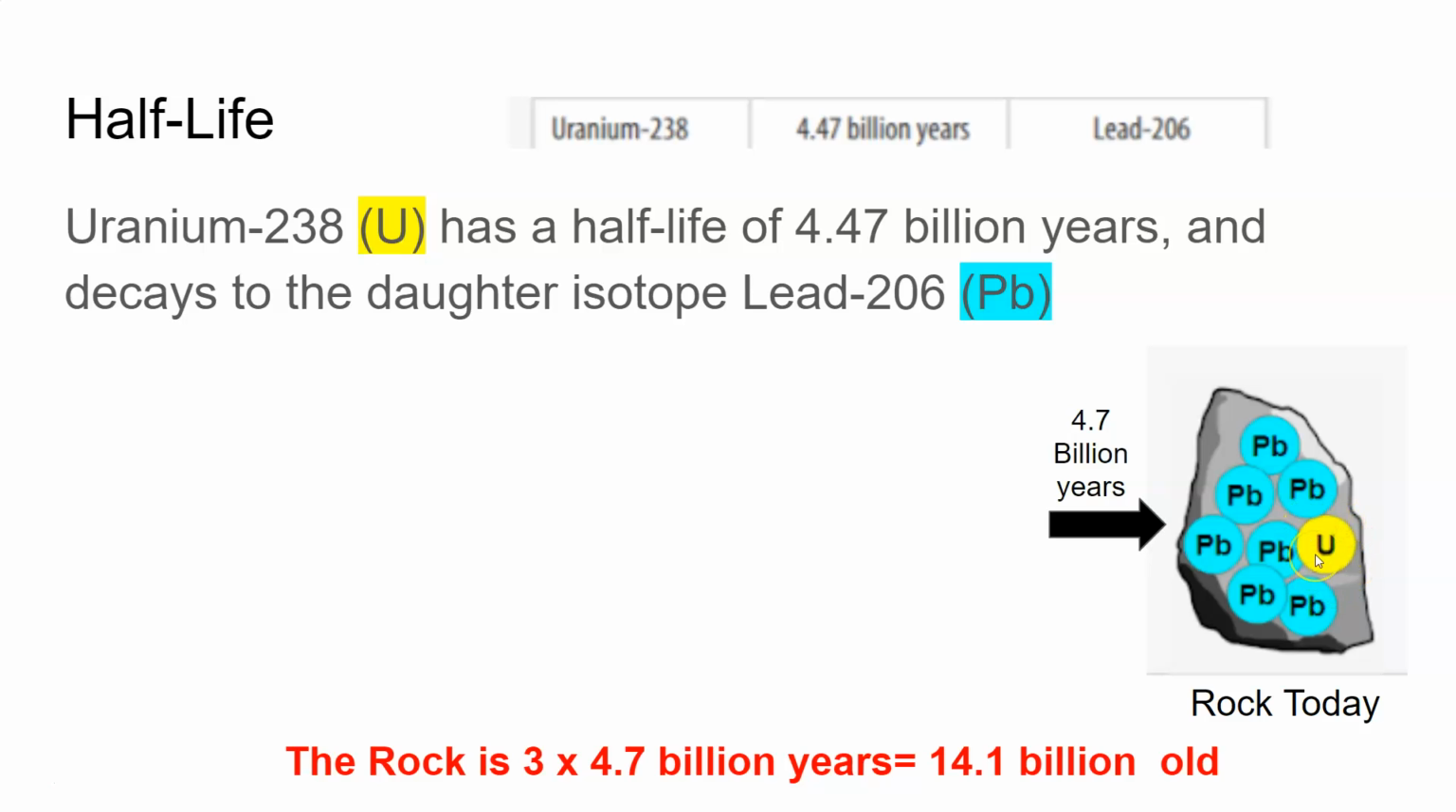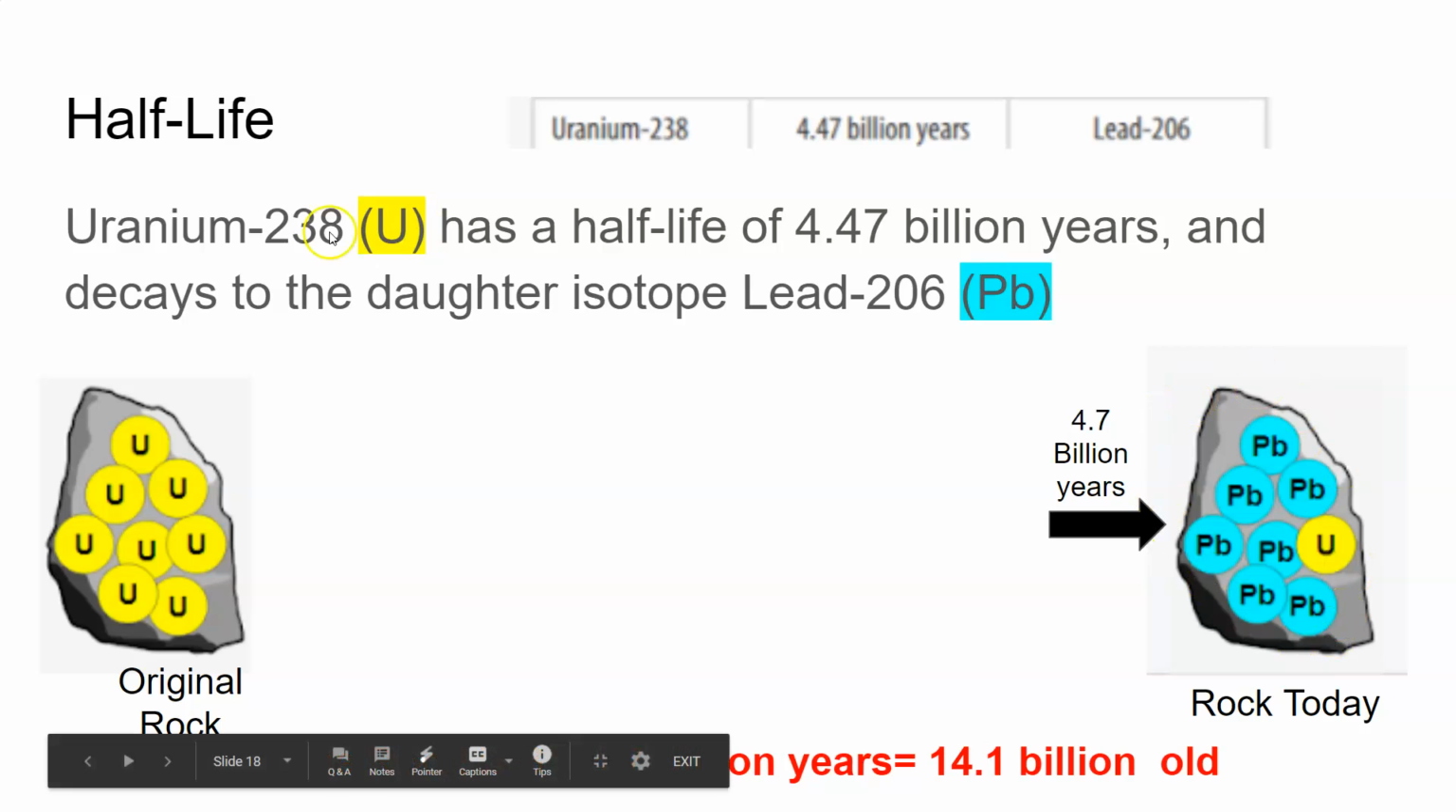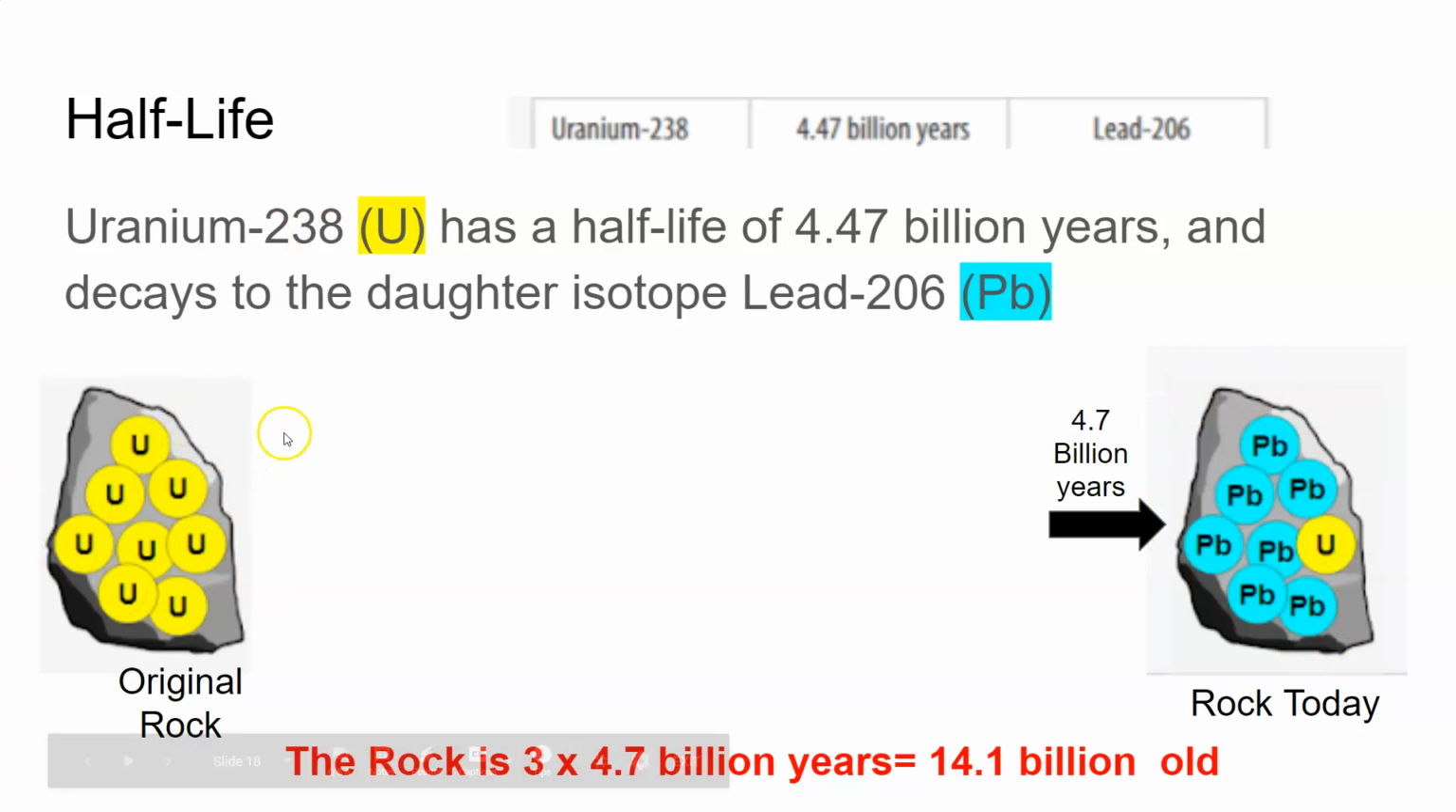And only 1 uranium. Now, what scientists assume in this case is that the lead atoms, the blue ones, came from the uranium. So all of these blue lead atoms used to be a yellow uranium atom, okay? So they're saying that the rock actually must have started with 8 uranium atoms because there's a total of 8 atoms here, so there must have been 8 uraniums over here. All right, so then they know, well, the half-life of uranium is 4.47 billion years.